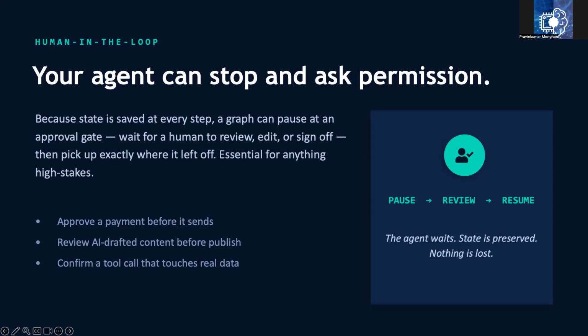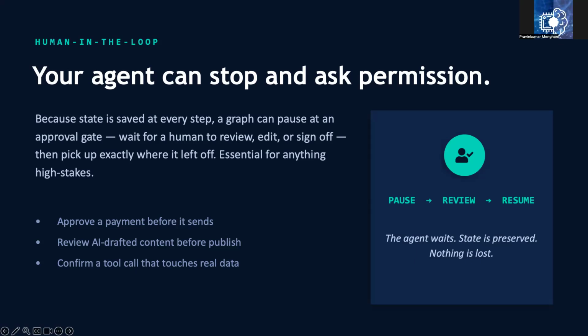The agent hits the gate, saves its state, sends a notification to a human, and waits. It could be 5 seconds, it could be 5 hours, and when the human approves, the agent picks up exactly where it left off. No context loss, no state corruption, and so on.